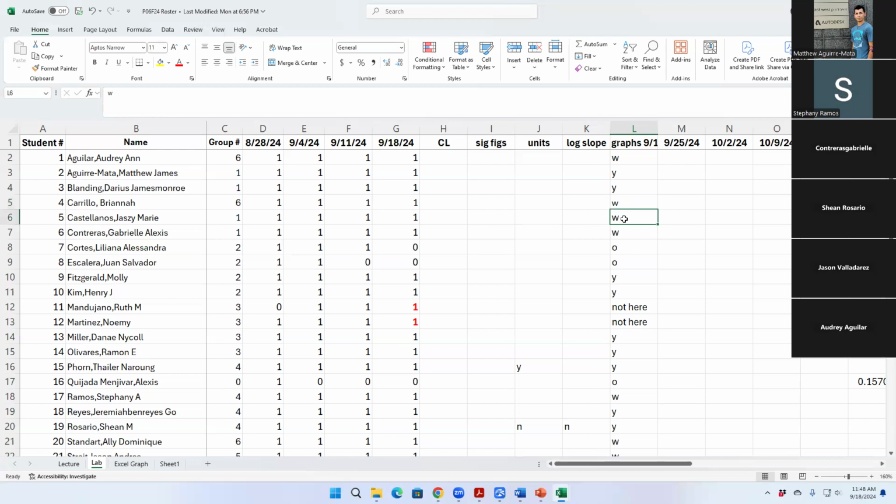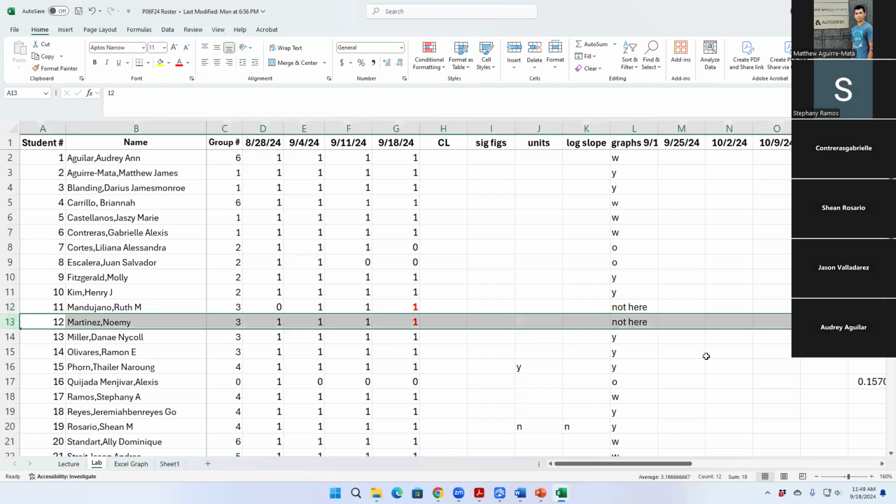Next one is Jazzy. Did you finish the graph, Jazzy? Working on the last one. Okay. Next here is Gabrielle. Not yet. Okay. Not trying to put pressure on you. Let's see if it's Ruth. Are you there, Ruth? No, Ruth's not here. Noemi, let's see. Noemi is not here.